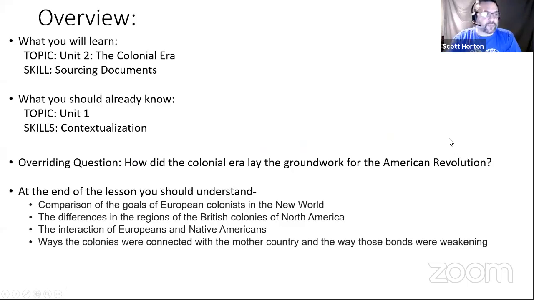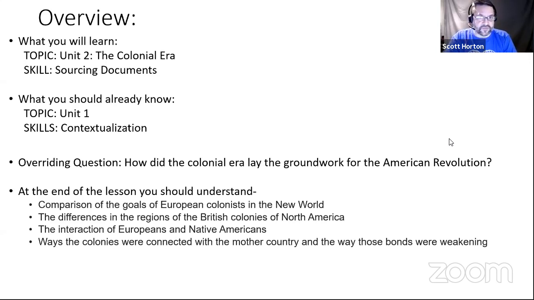So here's a quick overview of what we're going to do today. There are really 4 pieces. At the end of the lesson, you should understand these 4 parts of what I'm going to cover today. So the overriding question: how did the colonial era lay the groundwork for the American Revolution, which is the beginning of period 3, which we start first thing tomorrow.